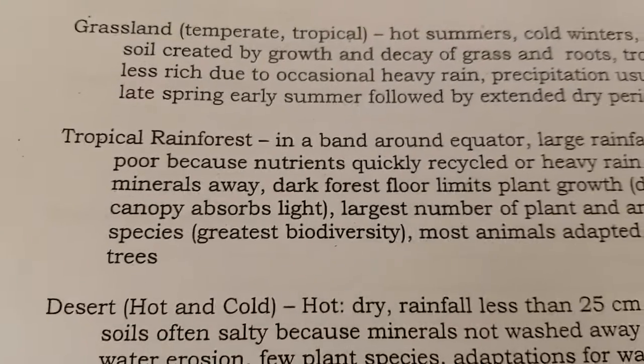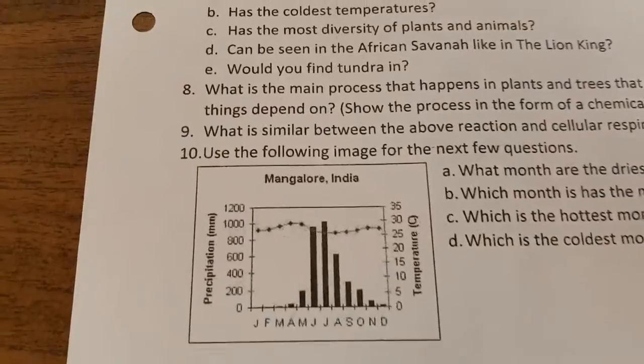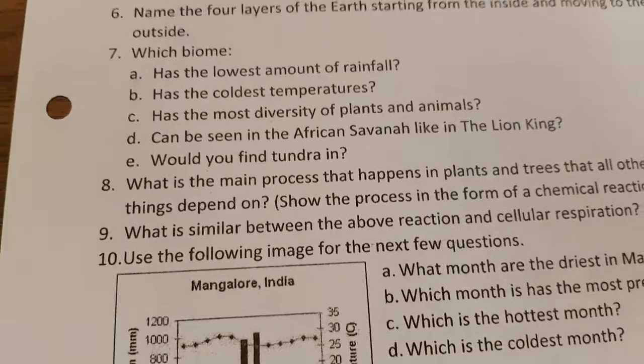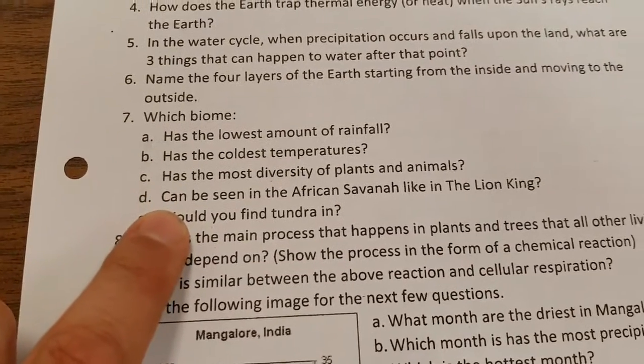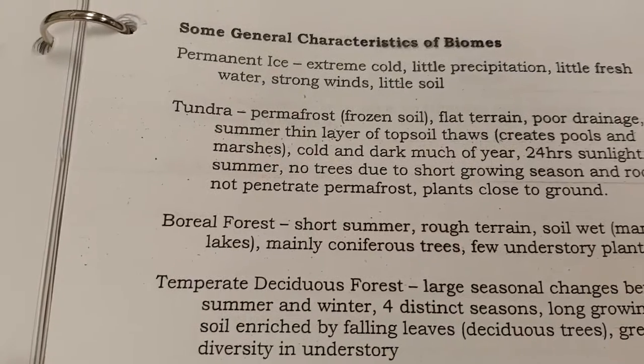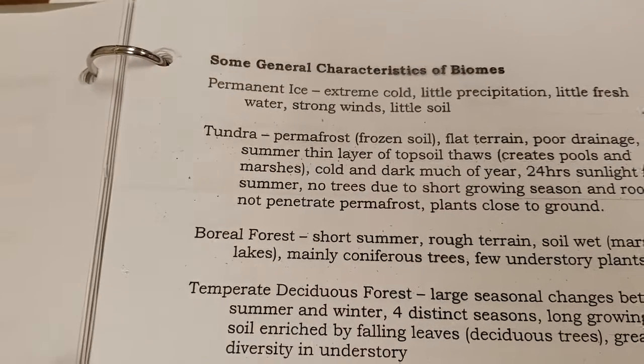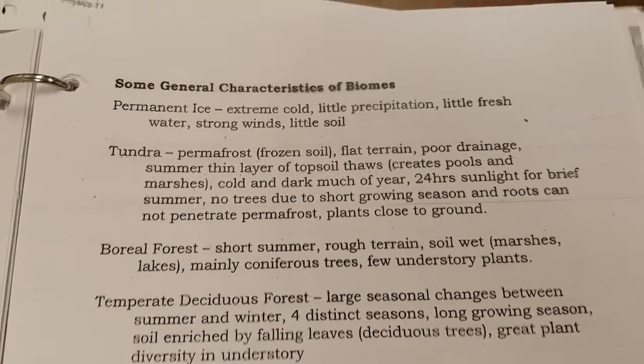Which one would have the most diversity of plants and animals? That would probably be the tropical rainforest. That's got a wide variety of organisms. And then the African savanna, that's letter D here. And like in the Lion King, that would be the grassland. And then lastly, what would you find tundra in? Oh, goodness. Well, there you go. Tundra is tundra. So I kind of made a mistake there, but that's fine. So tundra is one of the biomes.